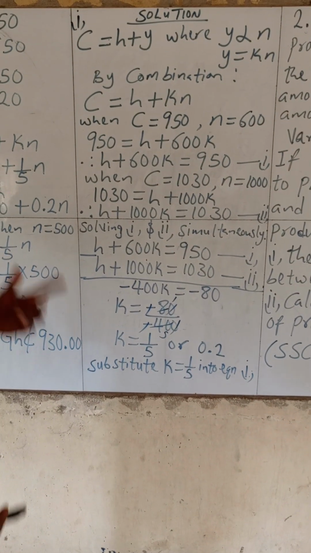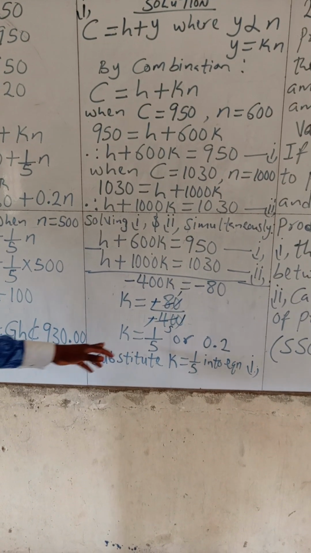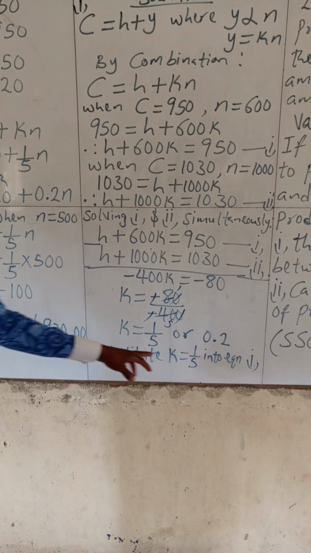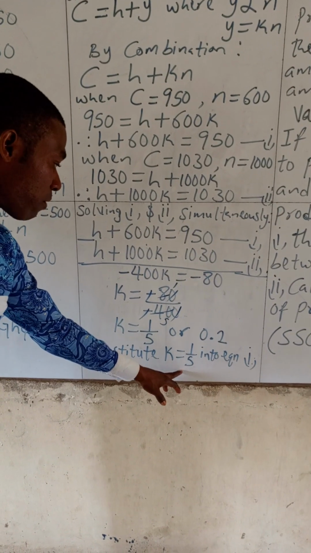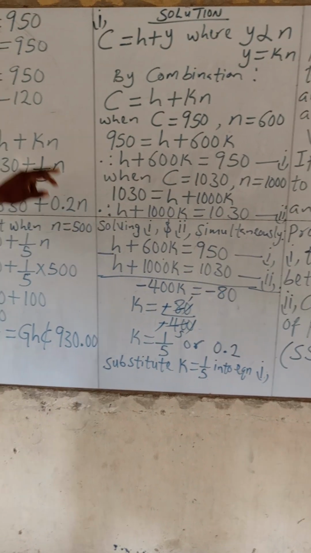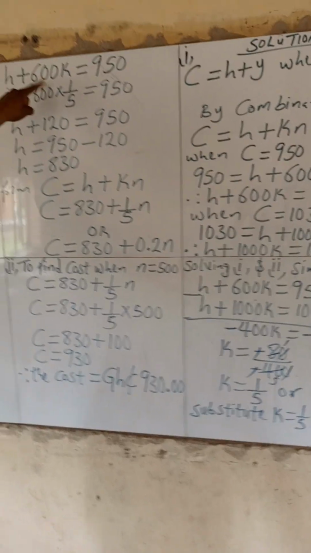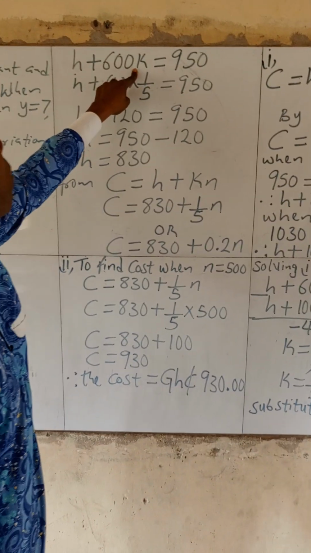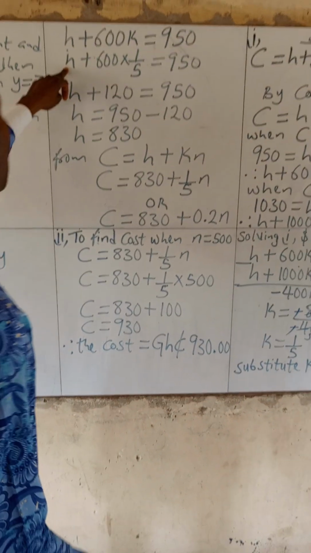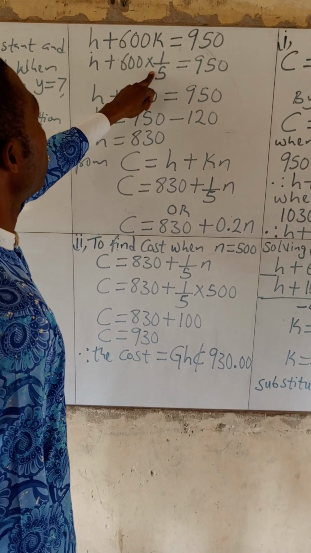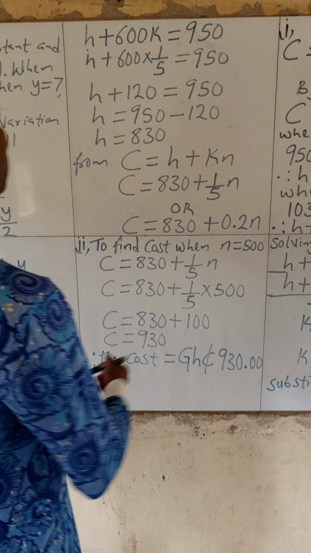So remember, we are having two constants. We have gotten one, which is K. So to find the second constant, which is H now, we are going to substitute K equals 1 over 5 into equation 1. So from equation 1, H plus 600K equals 950. Where we see K, we put 1 over 5. So we now have H plus 600 times 1 over 5 equals 950.